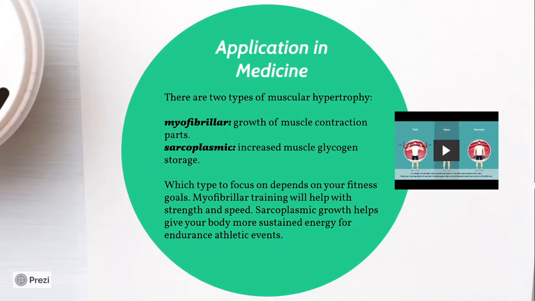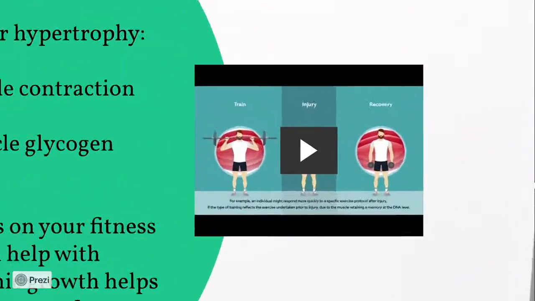Application in medicine. There are two types of muscular hypertrophy: myofibrillar and sarcoplasmic. Myofibrillar, growth of muscle contraction parts, and sarcoplasmic, increased muscle glycogen storage. Which type to focus on depends on your fitness goals. Myofibrillar training will help with strength and speed. Sarcoplasmic growth helps give your body more sustained energy for endurance athletic events.